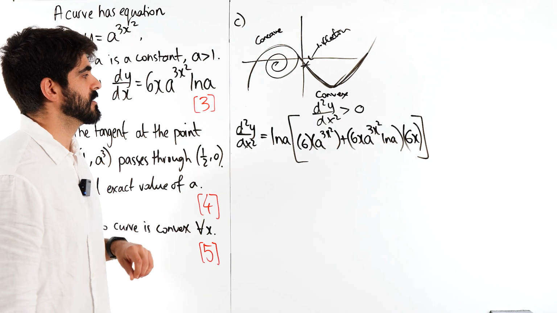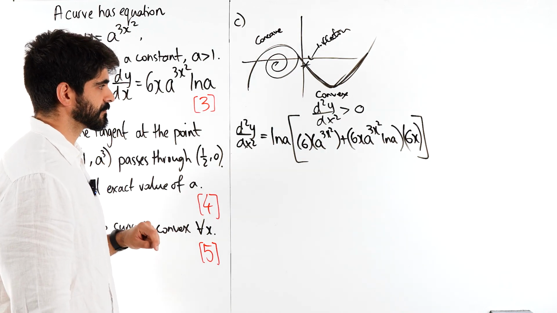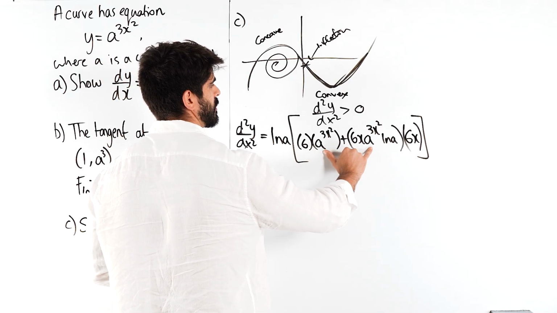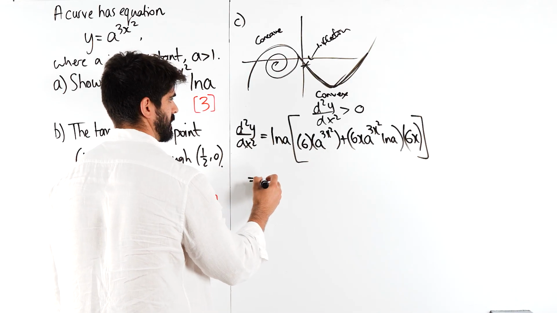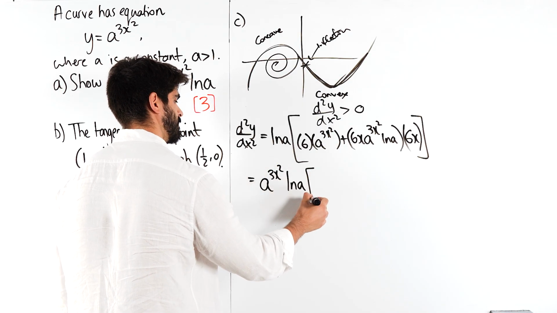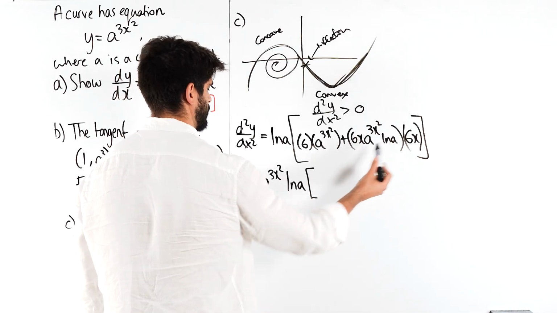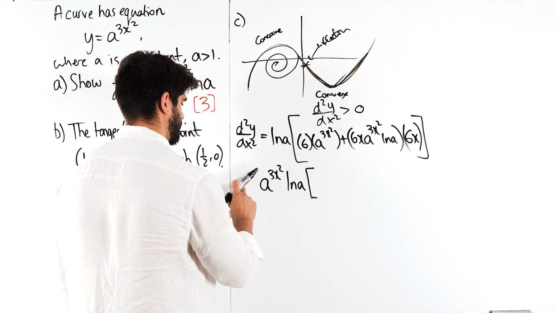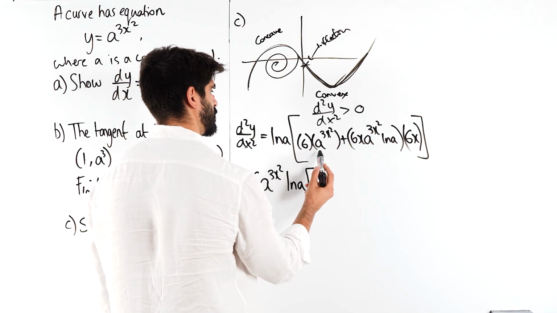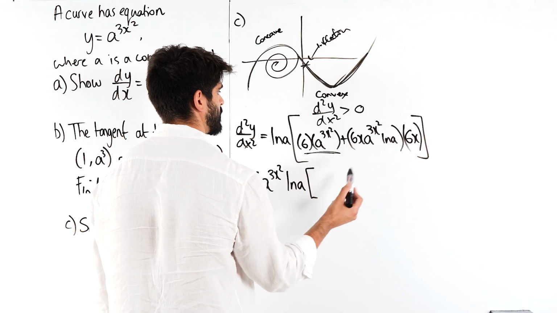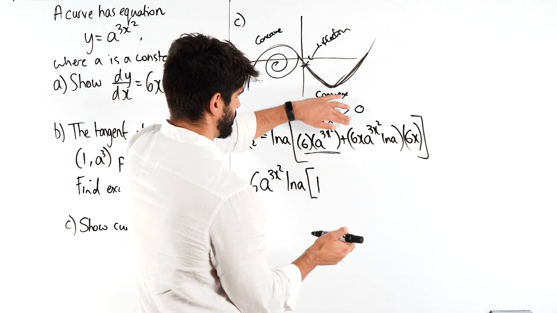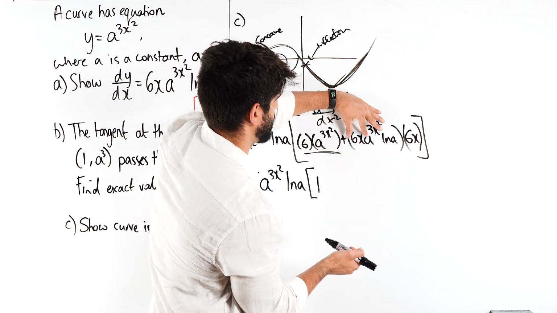We need to prove that that is always positive. Well, immediately I could factorize out a to the power of 3x squared. So we get a to the power of 3x squared ln a. You can actually take out a 6 as well. Let's do that. We might be able to take out more. Let's just do what we can see. So this would go, we're left with 1. And then we're taking out 6 and that, right?